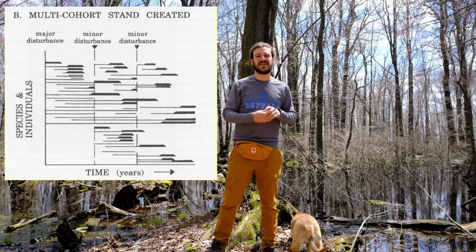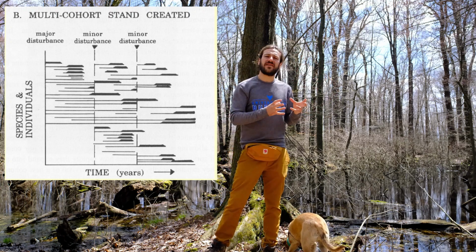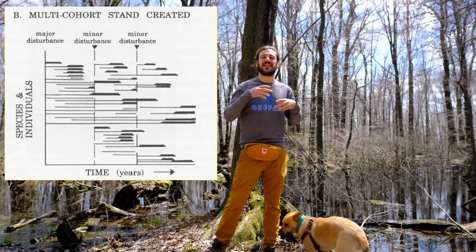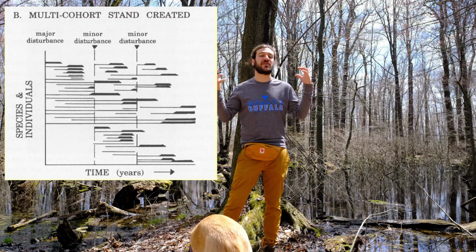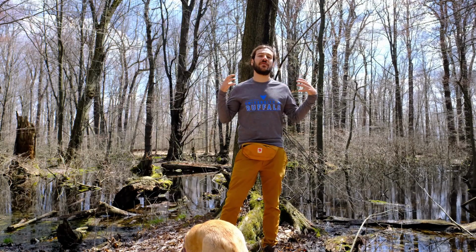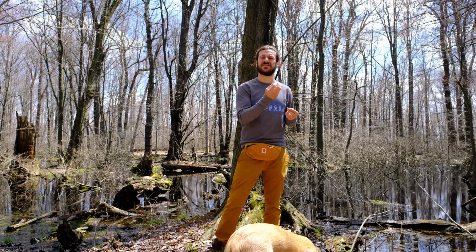Minor disturbances kind of reduce smaller areas of trees, leaving those legacy trees untouched. So there are multiple individuals from different cohorts inhabiting the same larger area, but within that larger area there are these pockets where these minor disturbances rolled through.